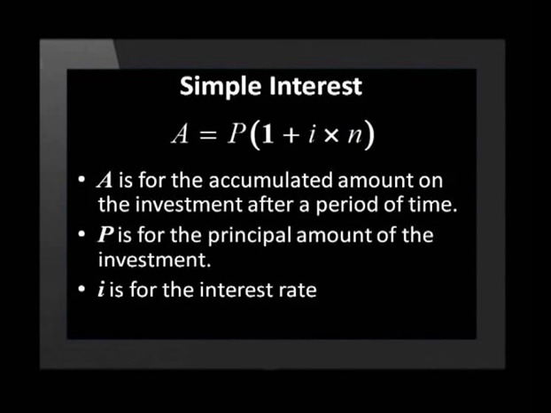I is for the interest rate written as a decimal, and N is for the time period over which interest is calculated. The time period is usually calculated in years. It is important to remember that the interest rate must always be written as a decimal when substituting it into the formula. In most questions, you will be given the interest rate as a percentage. To change it into a decimal, you need to divide the number by 100. Let's have a look at some examples.